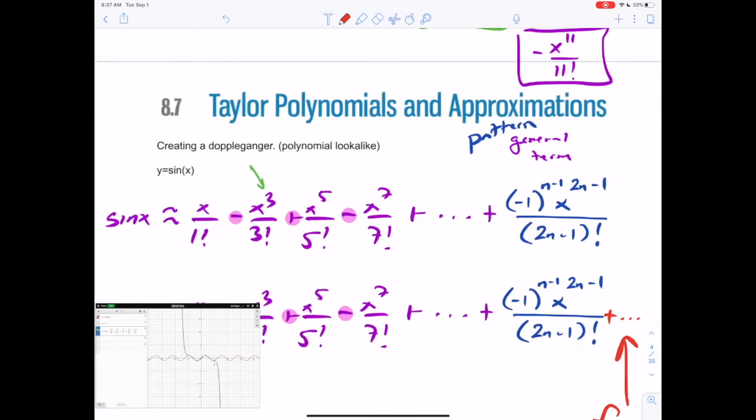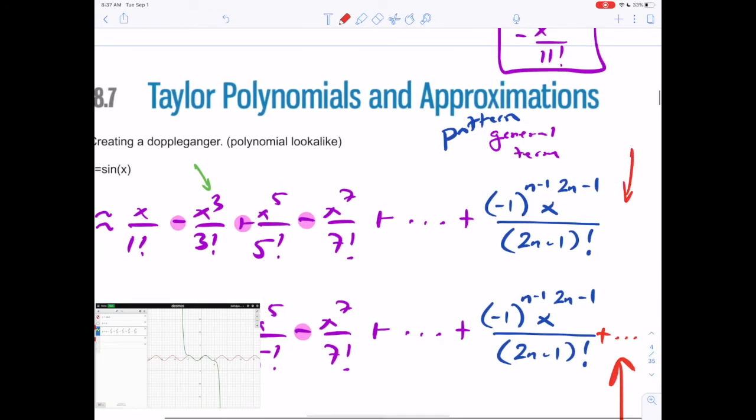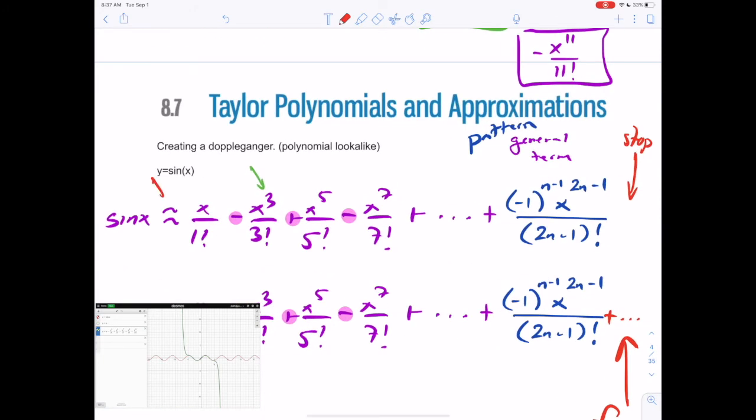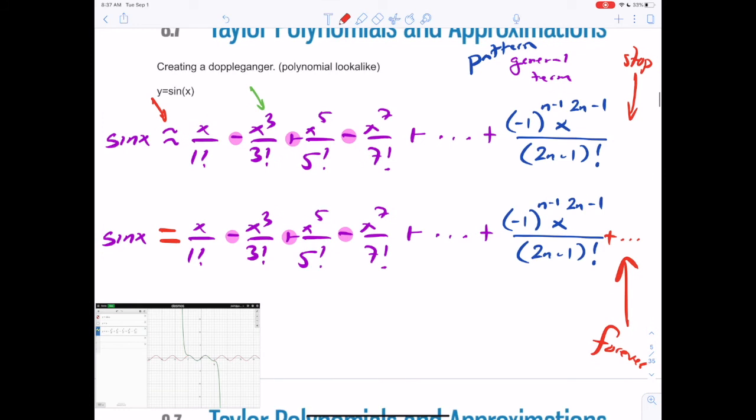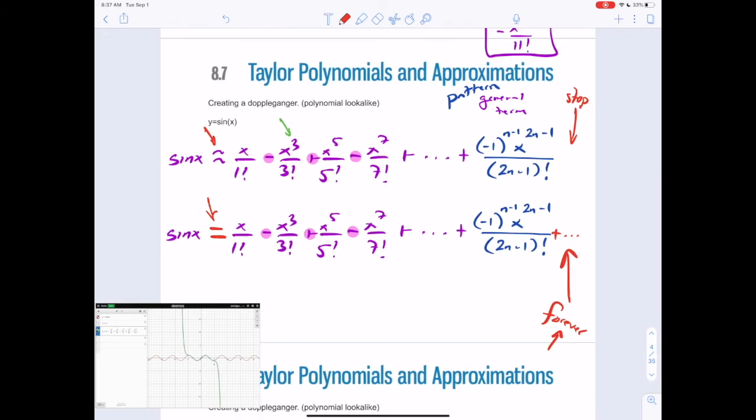If you indicate that you eventually stop, okay, then it's an approximation. If you go on forever with the plus ..., it becomes equivalent. Okay, when it goes on forever, we call that a series. All right, so we were able to come up with a polynomial lookalike for a non-polynomial function. In other words, we came up with a twin for sine x.